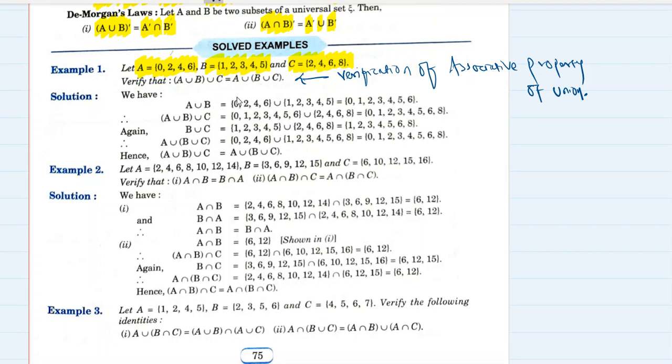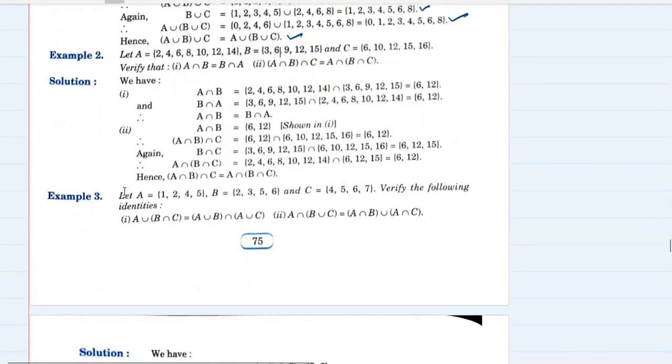Okay, so A union B, if we union these two, what will we get? 0, 1, 2, 3, 4, 5, 6. And then if we union C with A union B, you get 0, 1, 2, 3, 4, 5, 6, 8; 7 is not there. Now if you first take B union C and then do A union B union C, you get the same thing. That means the associative property of union of three sets is verified.